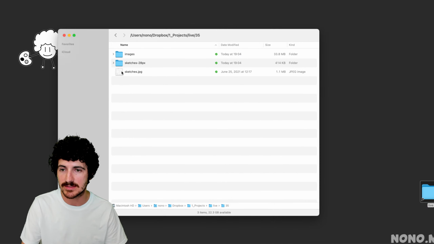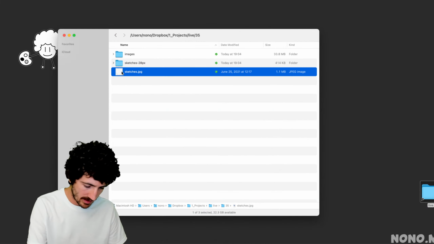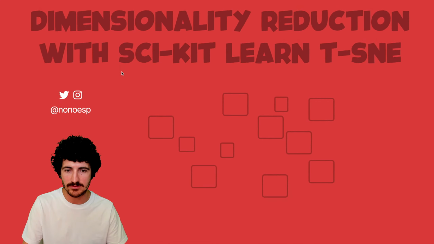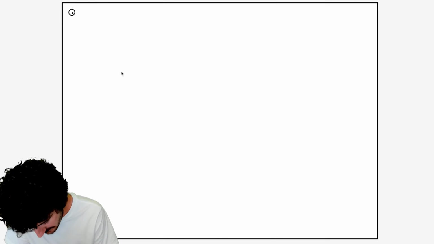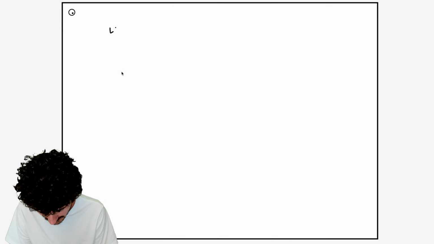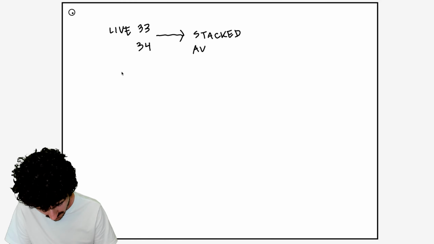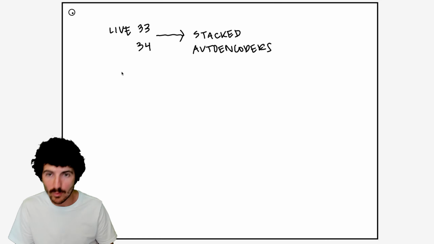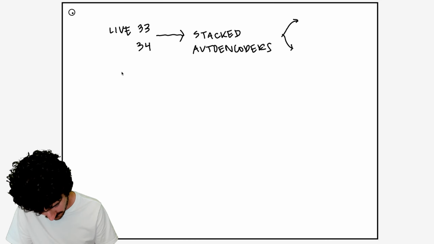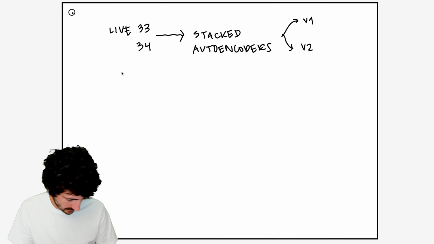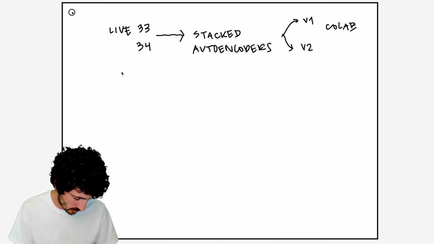Yeah, so we generated this data set, and I believe live streams 33 and 34, we did see stacked auto-encoders. We made, I believe, 2 versions of a Colab notebook.